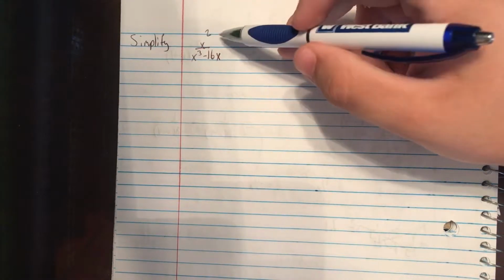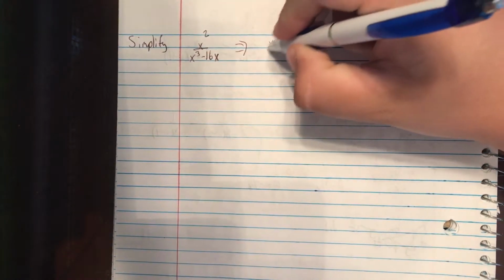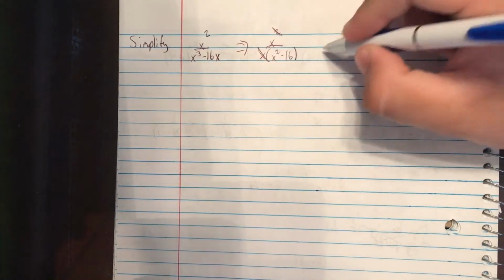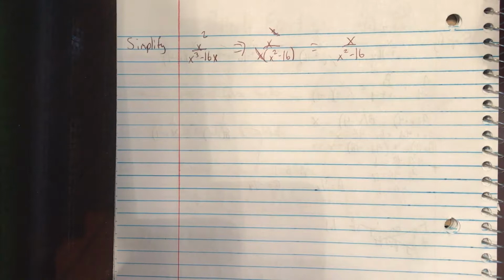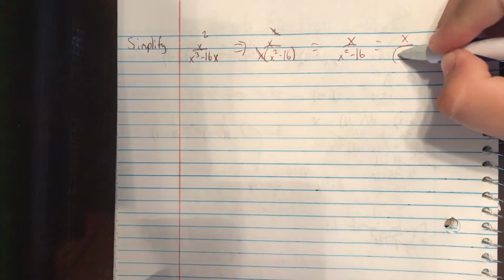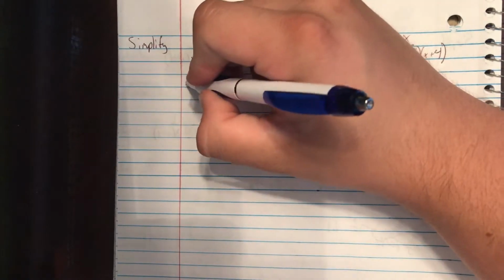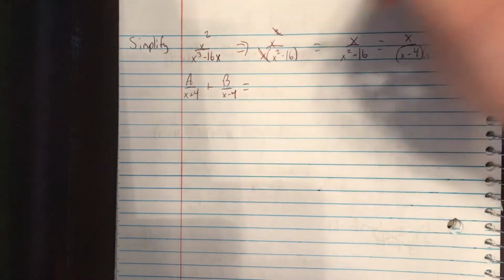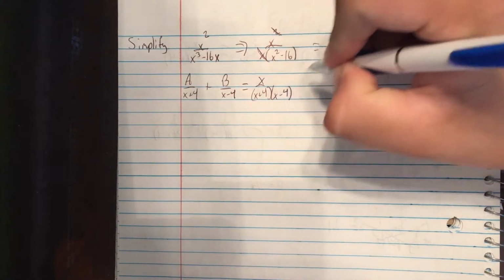We'll continue on with this problem where we have x squared over x cubed minus 16x. We'll start off by factoring out an x on the bottom, so we'll have x squared minus 16, x squared, x. They cancel, so we're just going to have x over x squared minus 16. We're going to use case 1 again, where we can factor this into linear components, so x minus 4 and x plus 4. So we're going to have a over x plus 4 plus b over x minus 4 is going to be equal to x over x plus 4 times x minus 4.